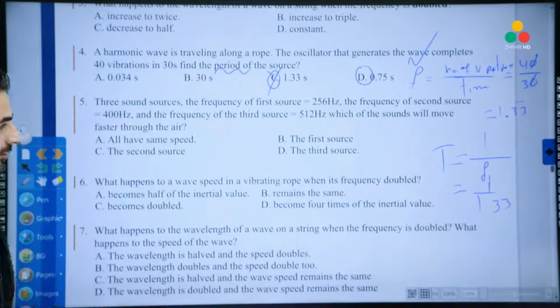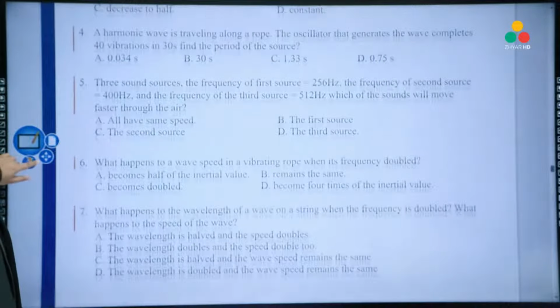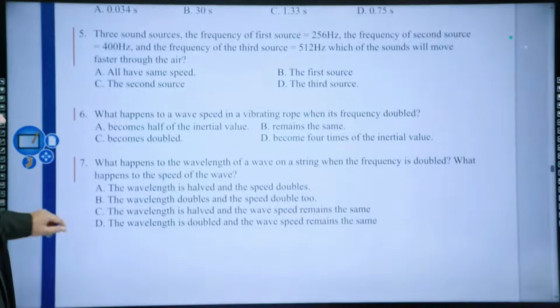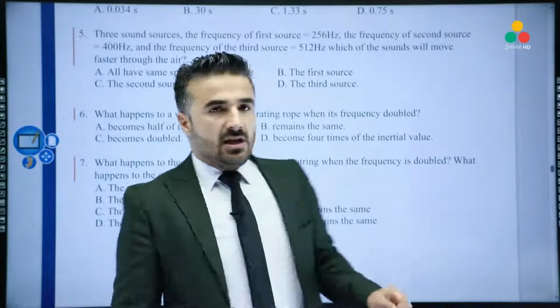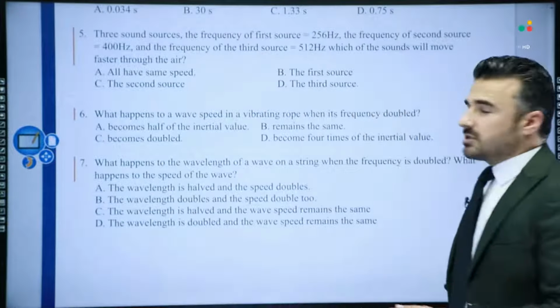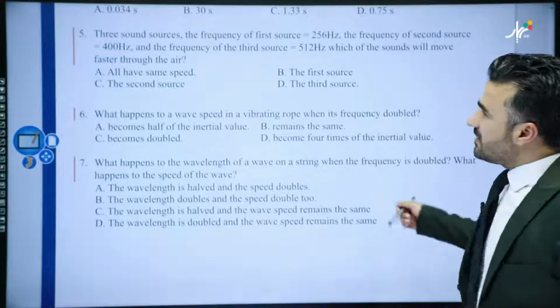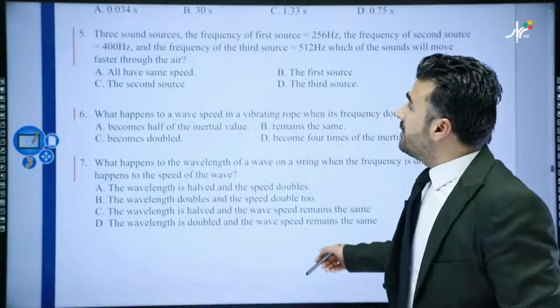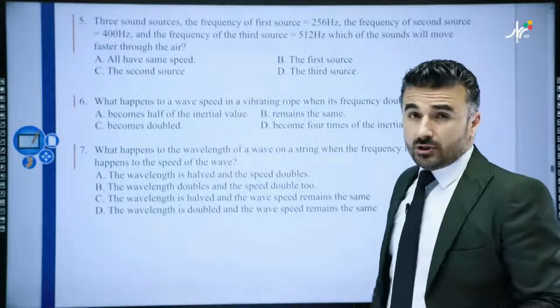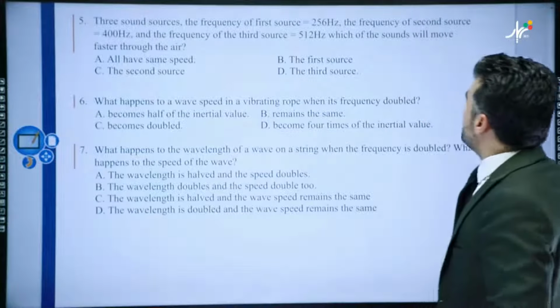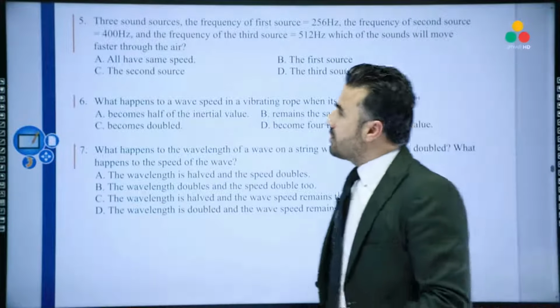And that is the correct answer over there. Okay, now question 5 says 3 sound sources of frequencies. Let's say the frequency of the first source is 256 hertz, the frequency of the second one is 400 hertz, and the frequency of the third one is 512 hertz, yeah? Which of the sounds will move faster through the air?